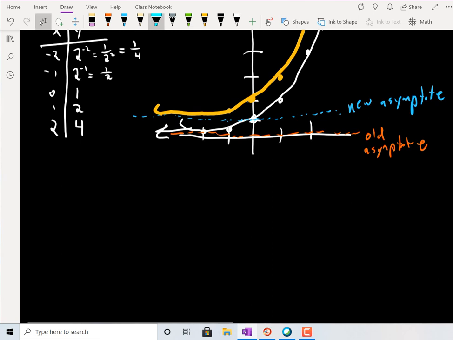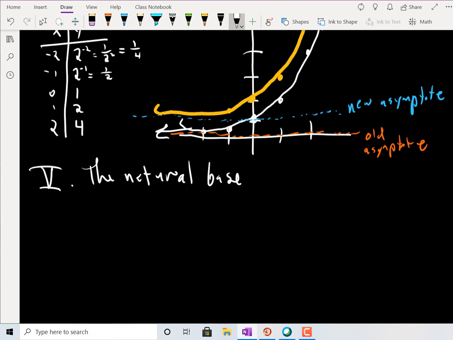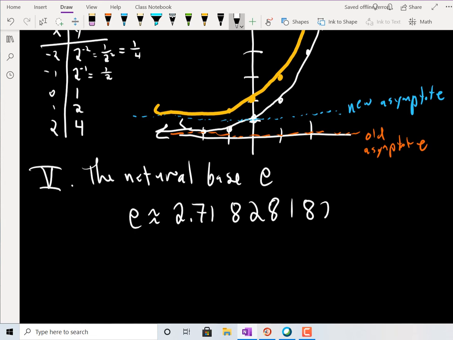There's one base that comes up in a lot of applications in math modeling and in finance, and that is the natural base e. It's a number like pi. And e is approximately 2.718281827, just like pi. You know, pi is 3.14159, blah, blah, blah.